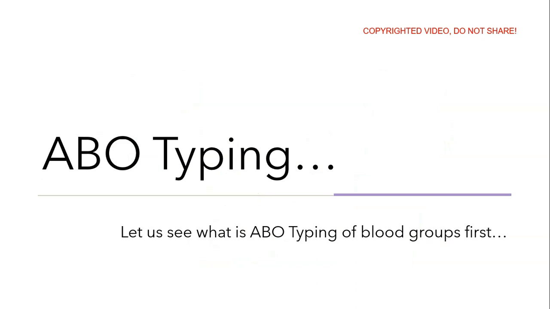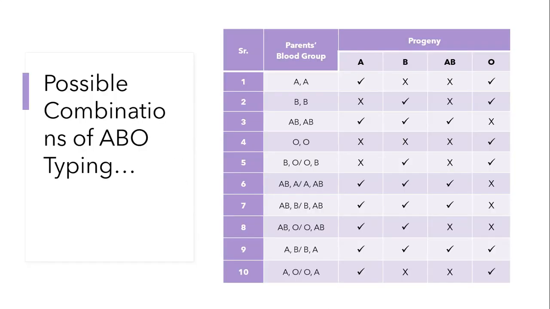What is ABO typing? Let us see the basic idea behind ABO typing of blood groups first. Now these are the possible combinations of ABO typing. Here there is the chart which has been cross-checked many times on different websites, and I have consulted many doctors and they approved this chart. According to medical websites provided on the internet, this has been cross-checked many times.